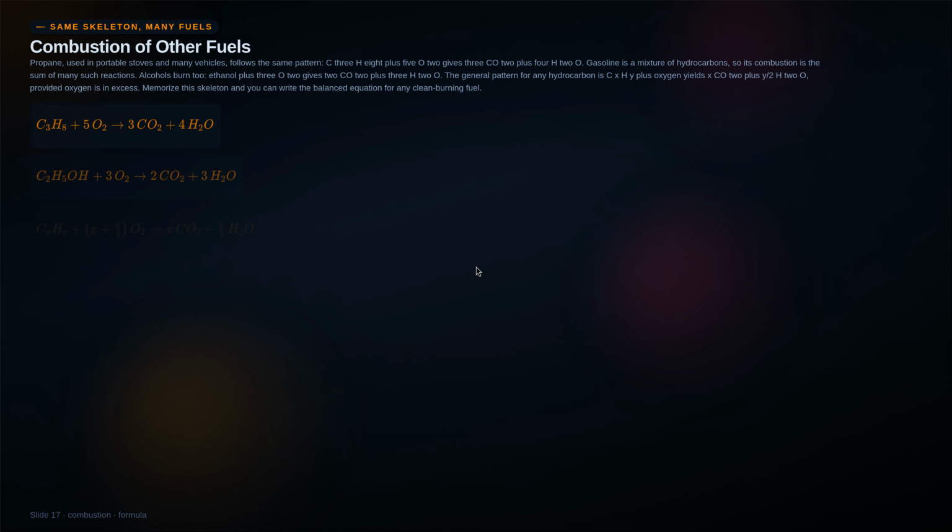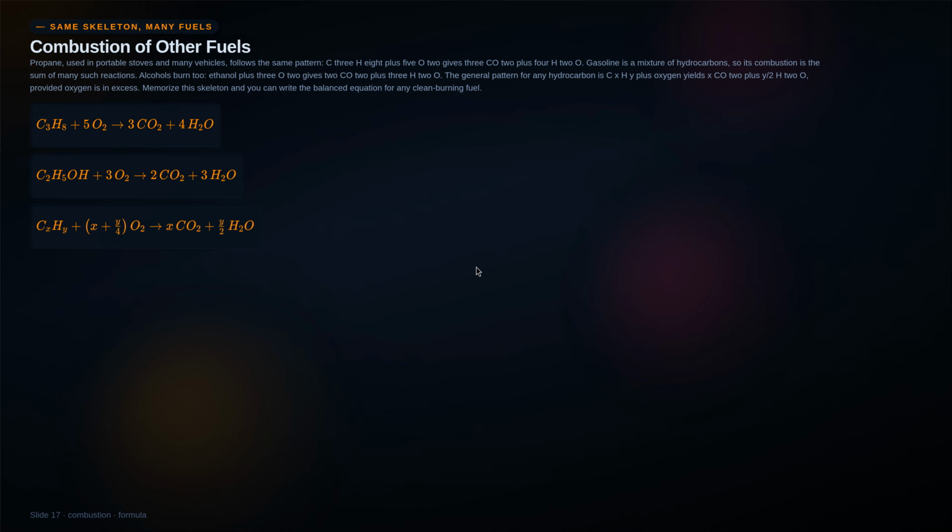The general formula for complete combustion of a hydrocarbon is CxHy plus O2 yields CO2 plus H2O. For every carbon atom in the fuel, you need 2 oxygens to make CO2, and for every 4 hydrogens, you need 1 oxygen to make 2 H2O. For methane, CH4 plus 2O2 yields CO2 plus 2 H2O. For propane, C3H8 plus 5O2 yields 3CO2 plus 4H2O.